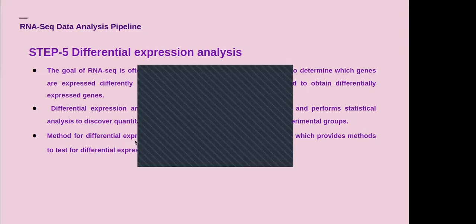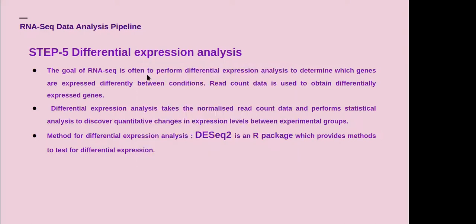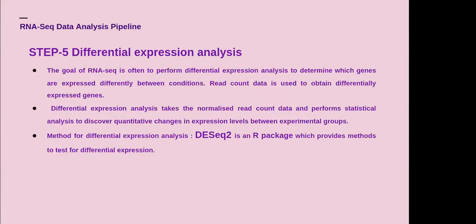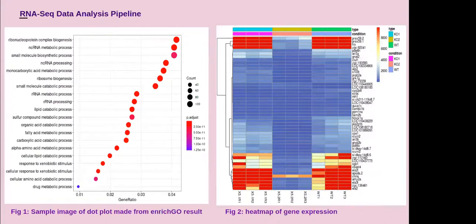For gene expression, we use DESeq, an R package. If you are confused about what differential analysis means, I have briefly mentioned it. We have a healthy mouse, and this healthy mouse is expressing this type of genes, but the diseased mouse is expressing this kind of genes. This difference in expression is what I'm calling differential gene analysis. And this is how the downstream data looks. These are the names of the genes.